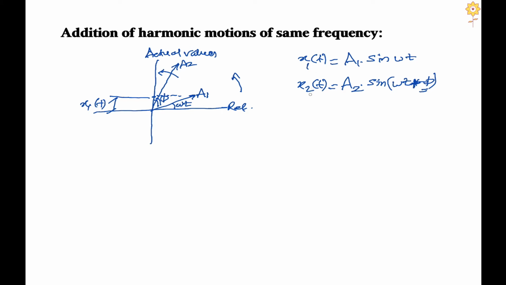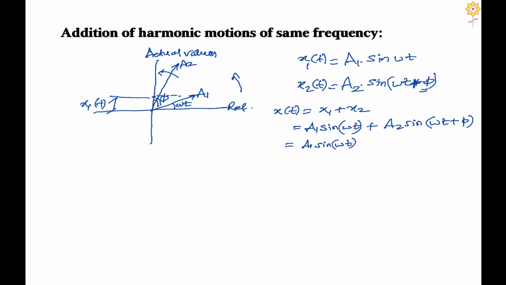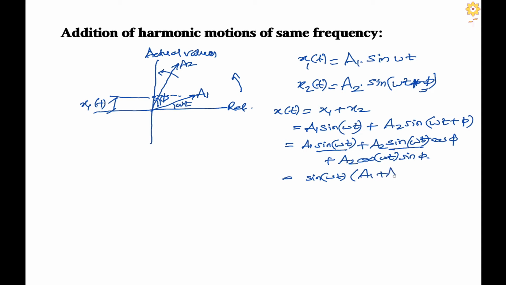Now I want to add both of these motions and see what is the final motion like. So let us see the final or resultant motion. Displacement x of t is equal to x1 plus x2 of t. So I can add both of them, A1 sine of omega t plus A2 sine of omega t plus phi. Now expand: sine of a plus b is sine a cos b plus cos a sine b. Now you take the sine of omega t as common, sine of omega t multiplied by A1 plus A2 cos of phi, plus cos of omega t multiplied by A2 into sine of phi.